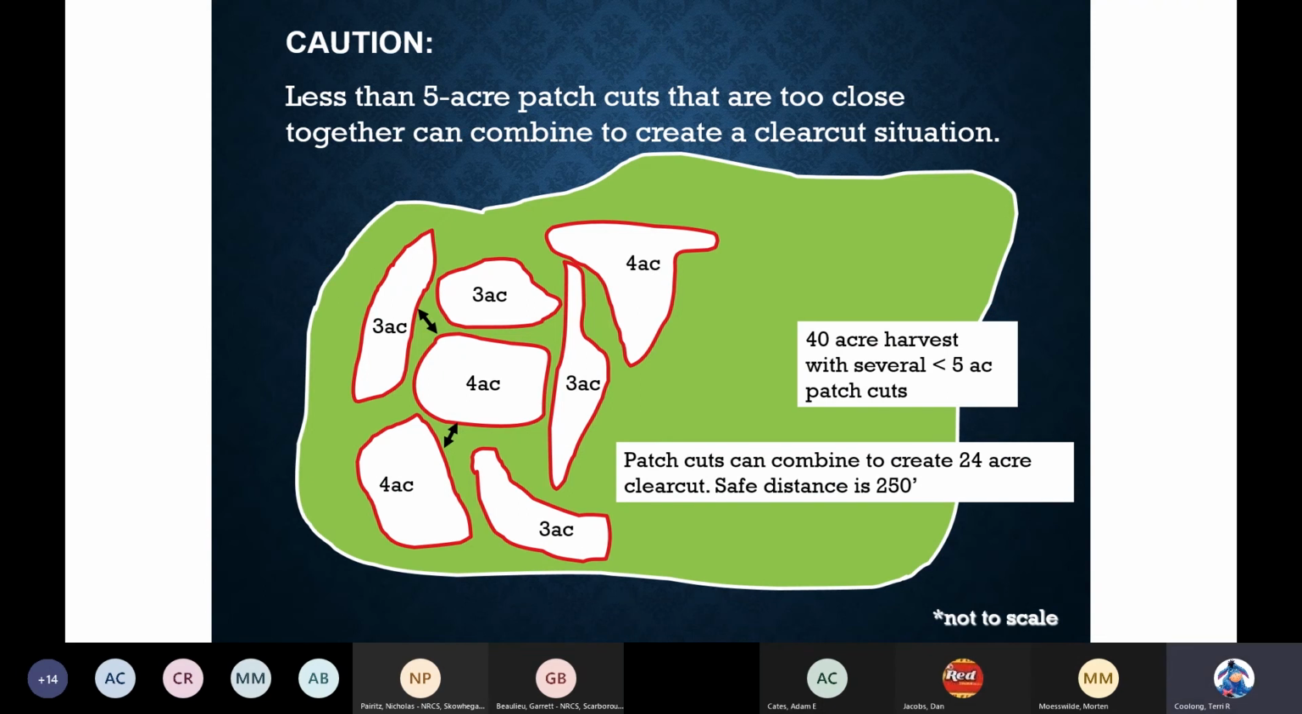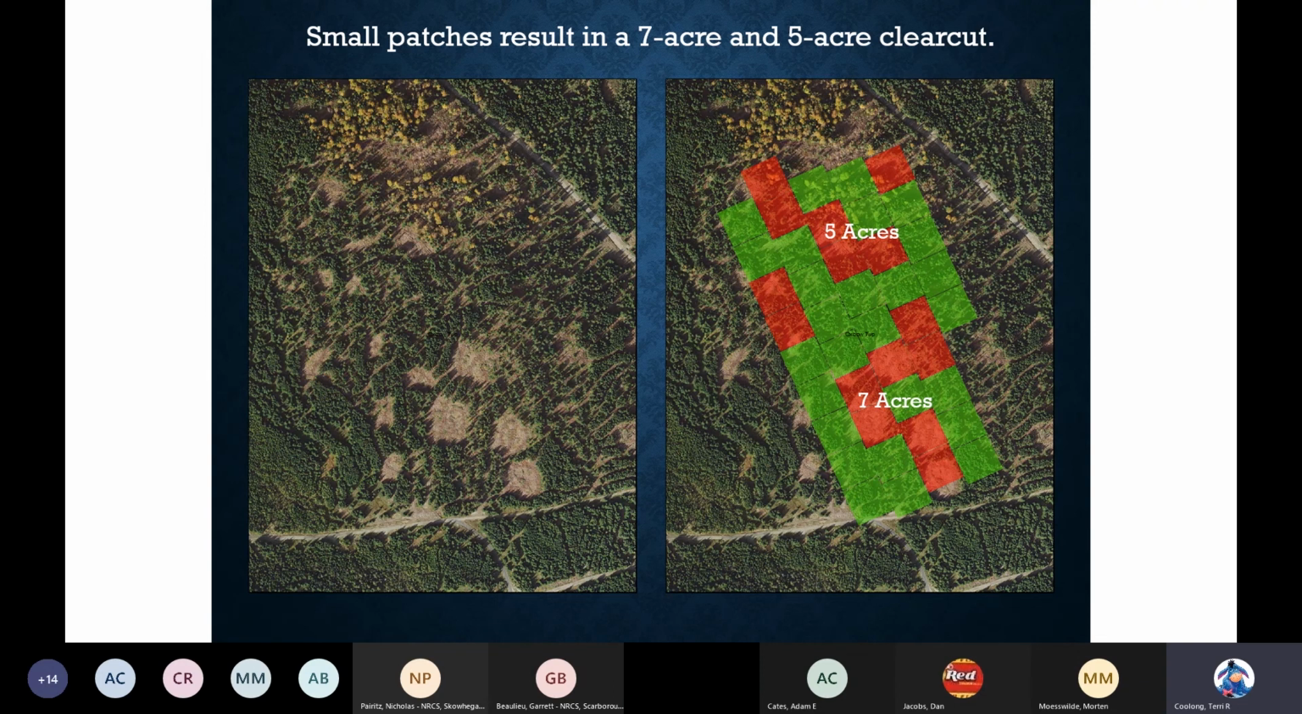The safe distance to have them is 250 feet apart. You can see here we have them almost touching. None of these is really quite 250 feet apart. So you can inadvertently put in a bunch of patch cuts and end up with a clear cut. And this is a real life example of how that happened.